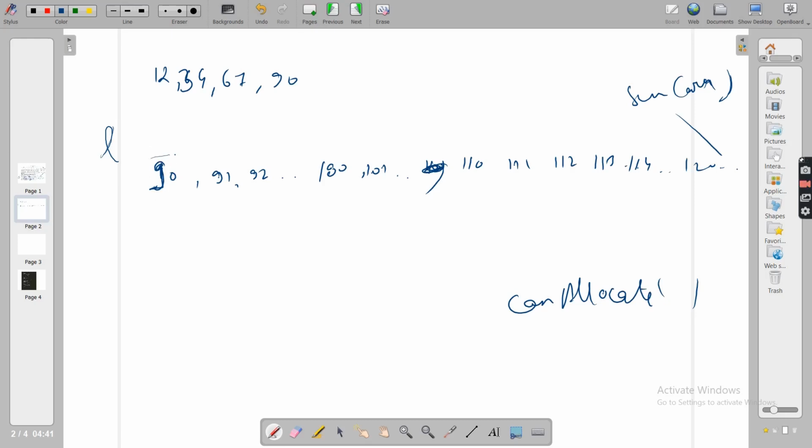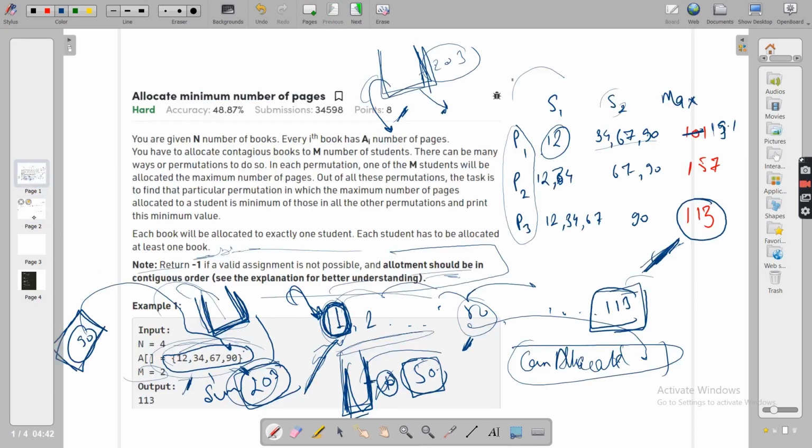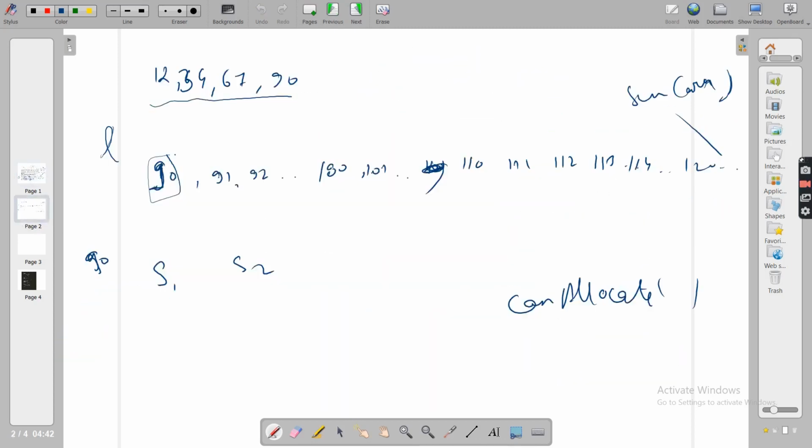Now see, you start with 90. Can 90 allocate? If you keep the upper limit as 90, are you able to distribute these numbers of pages to two students? Let's see right now. I have my calculator open by my side. So 90 is the upper range, 90 is the maximum that I can give, because this is what I have to minimize, the maximum. So if I get 90, I know I got my answer. I want to go to the right because I have to minimize this. I have to keep it as small as possible.